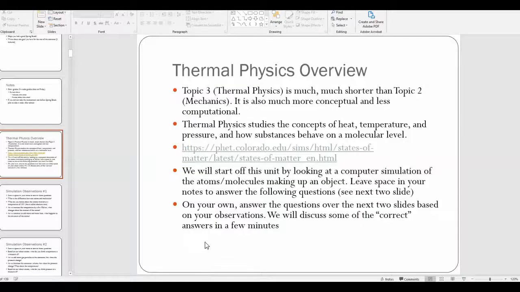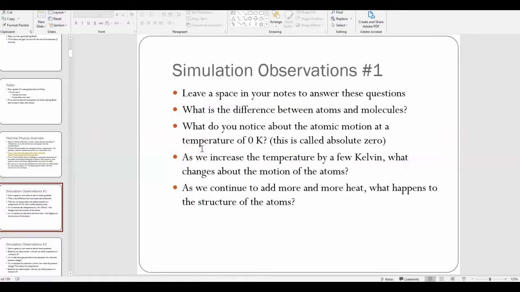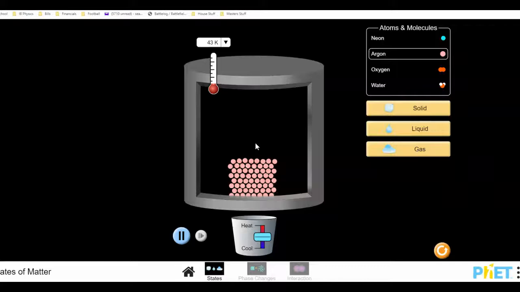Now, the second question says, what do you notice about the atomic motion at a temperature of 0 Kelvin? So what we're going to do is we're going to look at the simulation. The temperature is shown up here, and we're going to cool it down until we get to 0 Kelvin. Okay, as we do that, notice what's happening to the motion of the atoms. Hopefully you notice that they're starting to slow down. They're vibrating, right? They're still kind of shaking a little bit at 1 Kelvin, but they slow down considerably. Watch what happens when I keep going and I get to 0 Kelvin.